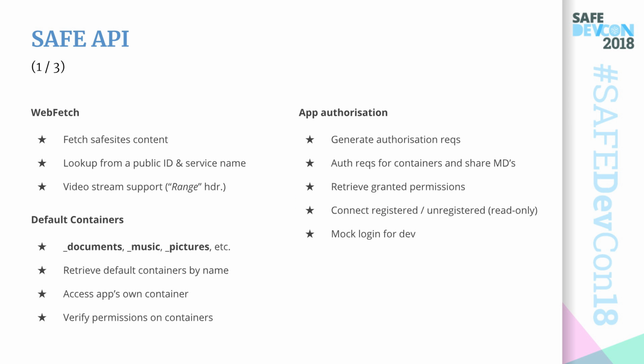So I'm gonna go at a high level through the main areas. The simplest one is the web fetch function that we have, which is just to allow apps to retrieve websites by using the public ID and service name. And it also supports content streaming using the range headers, as it was used by some of the video players already.